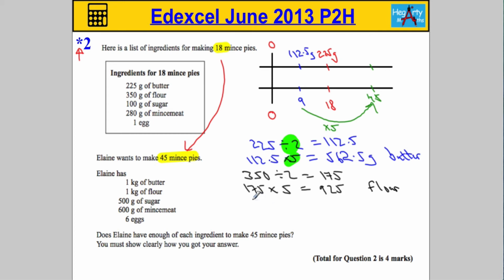So now we're going to do the same for sugar. So for sugar, we required 100 grams for 18 pies. So we're going to divide that by 2 to get the equivalent for 9 pies, which is 50 grams. And then we're going to do 50 grams times by 5 to get 250 grams. So we need 250 grams of sugar.